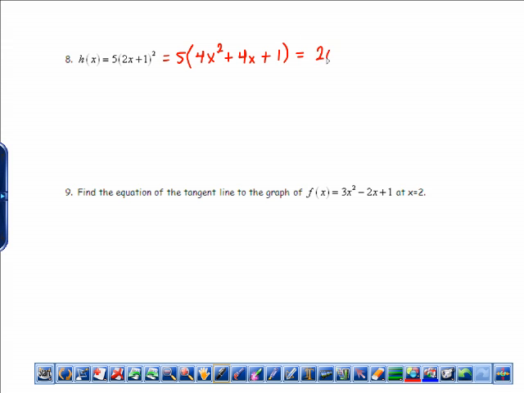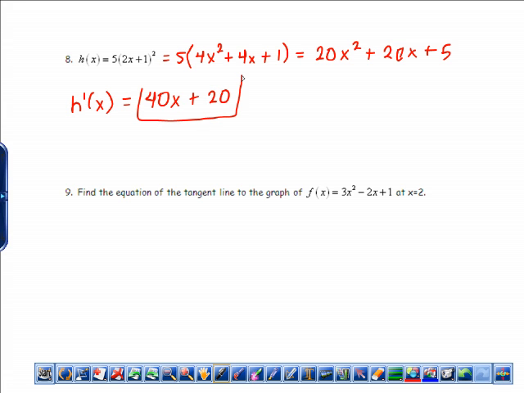And when I multiply 5 through, I get 20x squared plus 20x plus 5, which you should be able to do the derivative of this. So h prime of x is equal to 40x, just using the power rule, plus 20, that's it. There's your derivative right there.